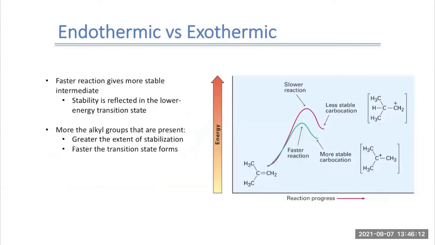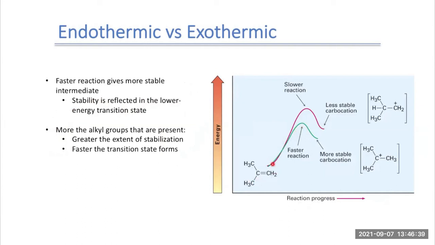And so looking at something exothermic versus endothermic, the faster reaction is the one that gives the more stable intermediate. So stability in this case is reflected in a lower energy transition state. So that means the one with the lower hump here, the lower transition state, is the faster reaction and gives the more stable intermediate.